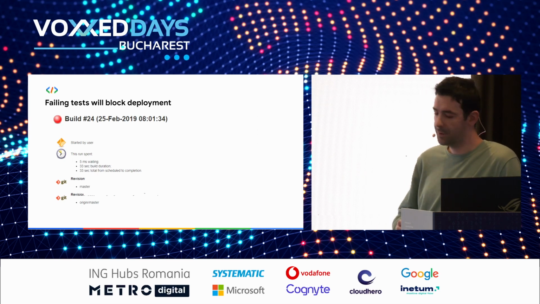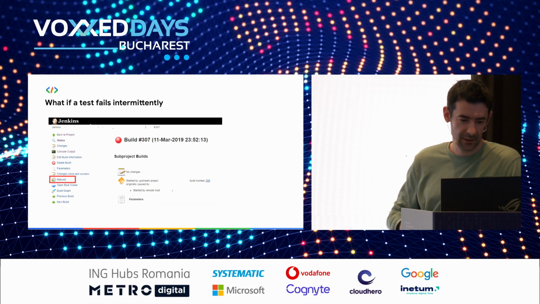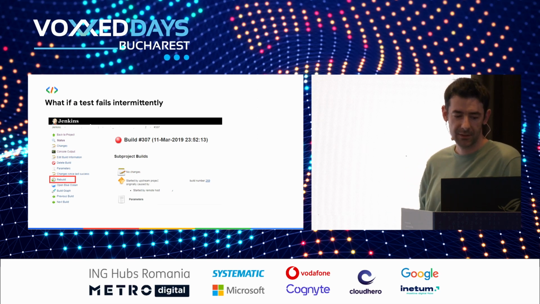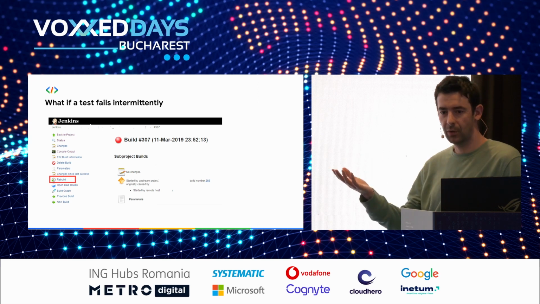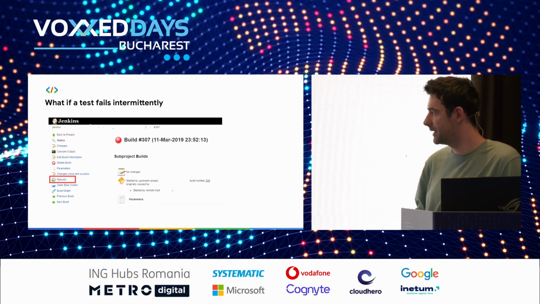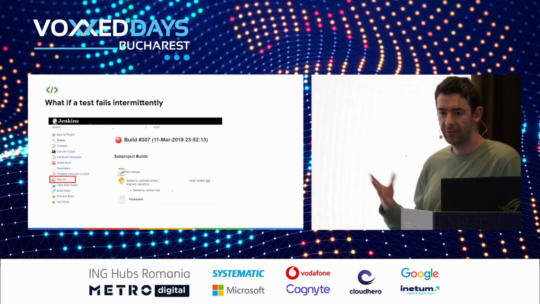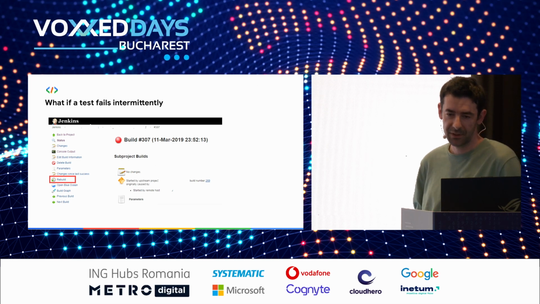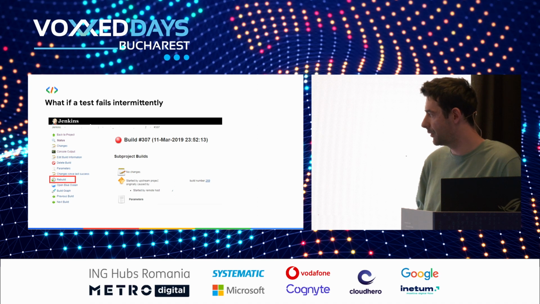But what happens? Let's go to the next slide. What happens if you have a test? So, for instance, you push some code, then the source code management triggers a build in Jenkins, for instance, and you have a test that failed, and it could be a test that has nothing to do with your particular change.